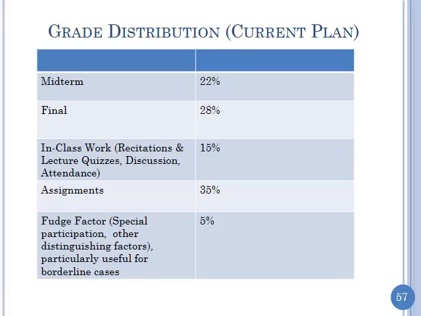So the top student in my class typically gets about 115% out of 100%, just because they've done so much extra credit. So assignments can be given from 35 to 50% weight depending on how much you do.